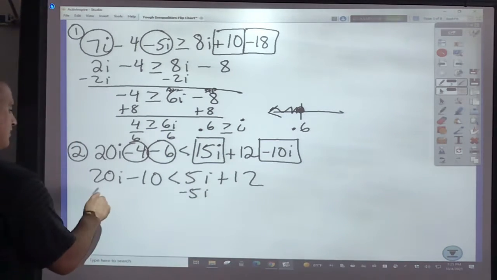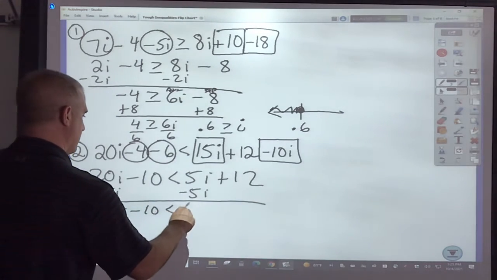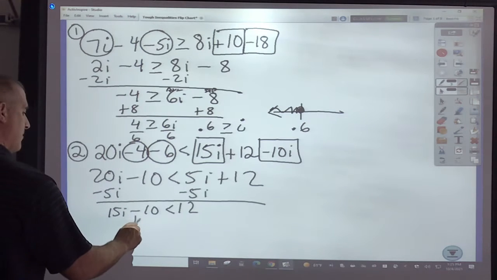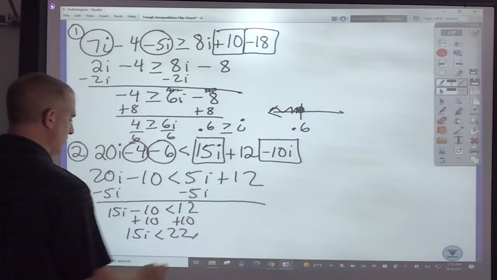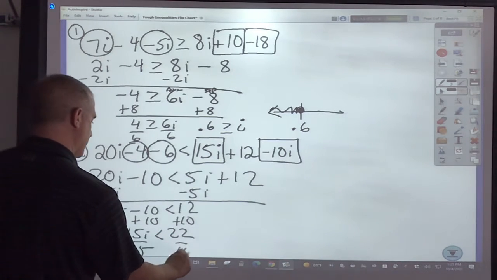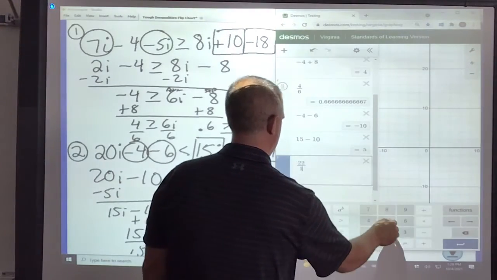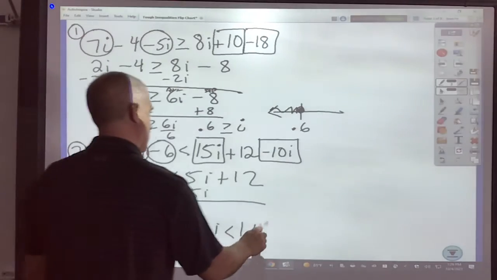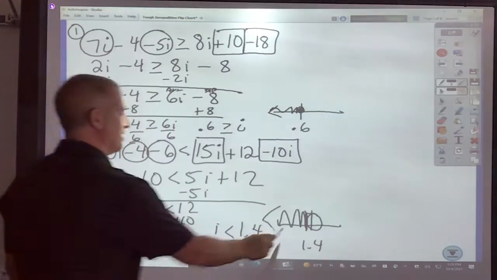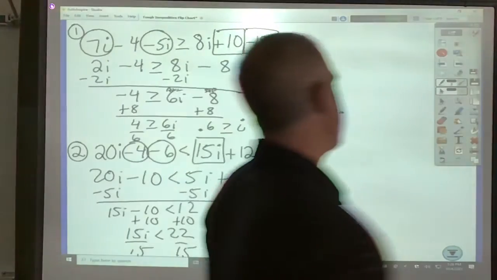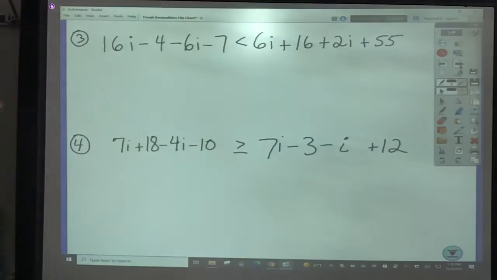Subtract 5i, subtract 5i. That's going to be 15i minus 10 less than 12. I want to move the separated, which will give me 15i is less than 22, and then I want to divide by 15. Let's see what 22 divided by 15 is going to be. 1.4. That would be an open circle, and since it's eating the number, I'm shaded left. Big thing, we're working on combining like terms.